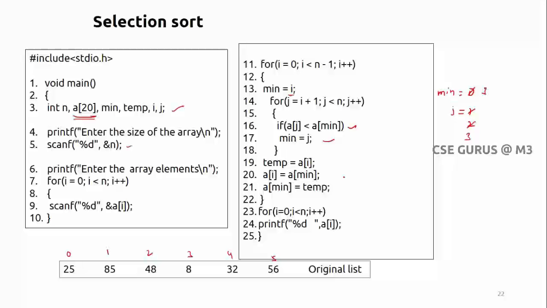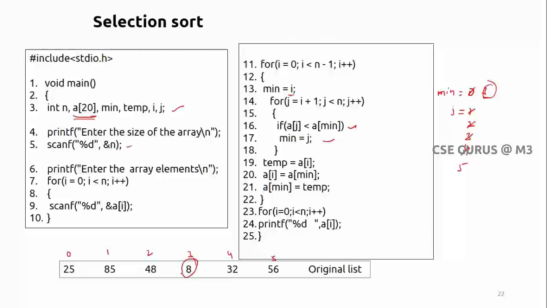Now j will be incremented to 4. Now is 32 less than, shall I check with 8 or 25? 8 only, because the minimum index has changed. So is 32 less than 8? No. So now it's not changing. Next j value is 5, finally, and is 56 less than 8? No. So the j loop completes. So what is the minimum index? 3. That means a of 3, 8, is the smallest element.